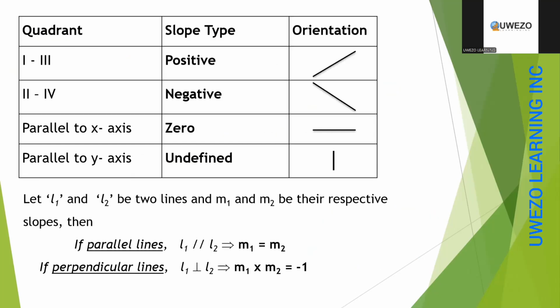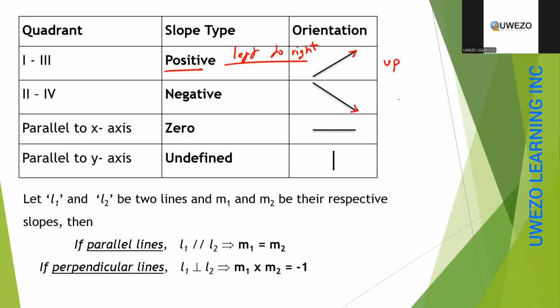Now, all the time, we don't have to depend on the slope formula to find the value of the slope of a line. We could simply observe the orientation of the line by looking at the line from left to right. So we need to always look at the line from left to right. And if the line is ascending, traveling upwards, then the slope would be positive.